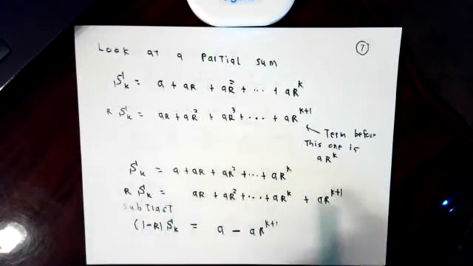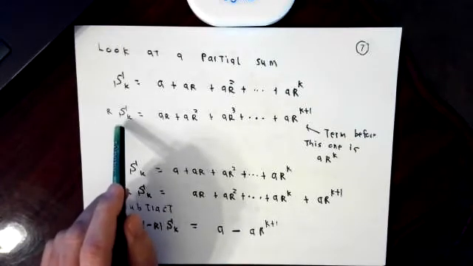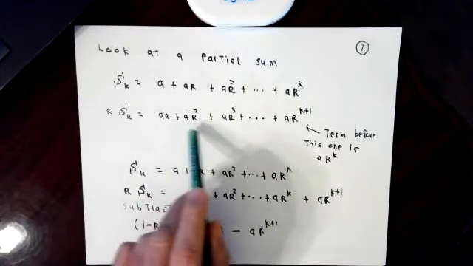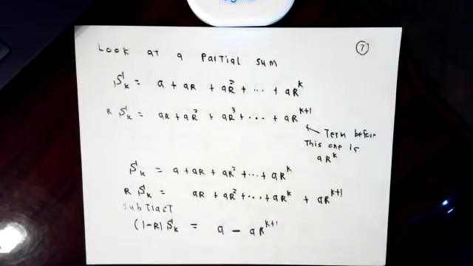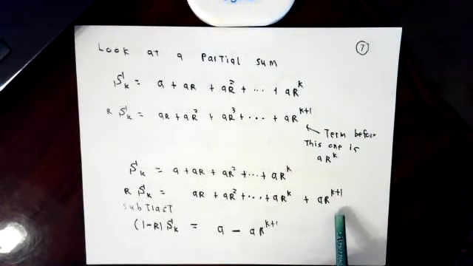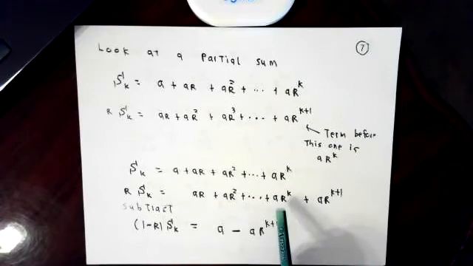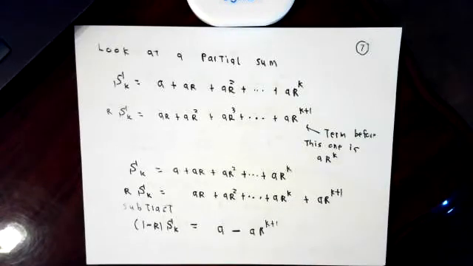Write out S sub K again. When I write out the R times S sub K, I'm going to shift the terms a little to the right to make it more obvious what I'm doing. R times S sub K is this, and the term right before that was A times R to the K. So write out all of those terms. The last one is A times R to the K plus 1, and the one before that was A times R to the K. It should be obvious to everybody why I'm doing this.